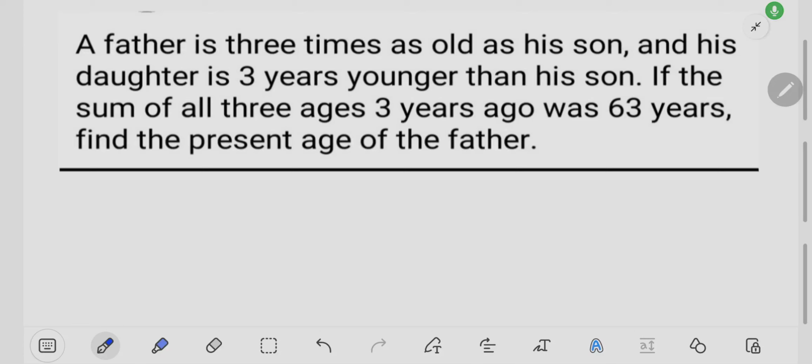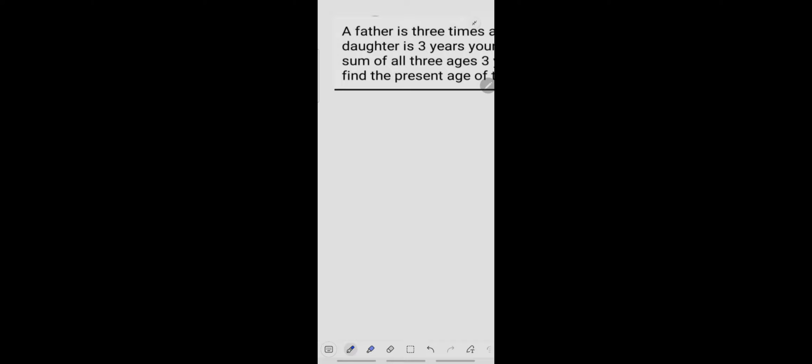We are looking at this question right here. A father is 3 times as old as his son, and his daughter is 3 years younger than his son. If the sum of all three ages 3 years ago was 63 years, find the present age of the father.